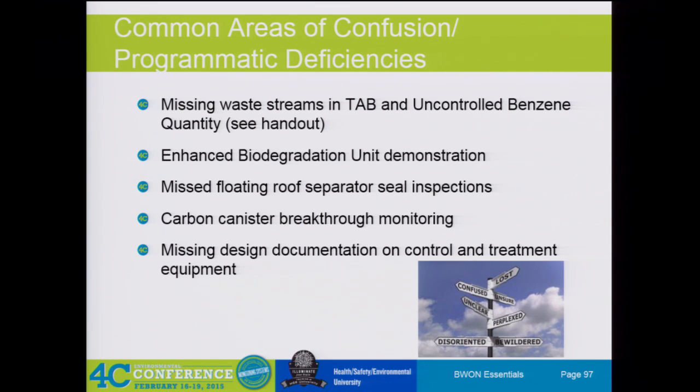Missed floating roof separator seal inspections. So what if you've got a floating roof on your API? How do you have to account for that? What do you treat it as? KB tank, yeah. And then you have to do the annual seal inspections and the quarterly visuals and all that good stuff on it. Yep, for sure.